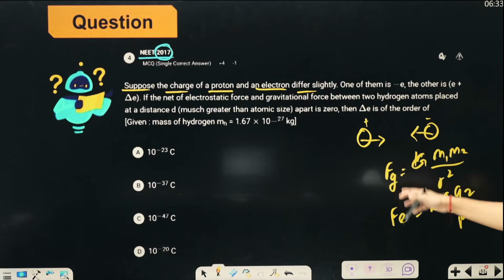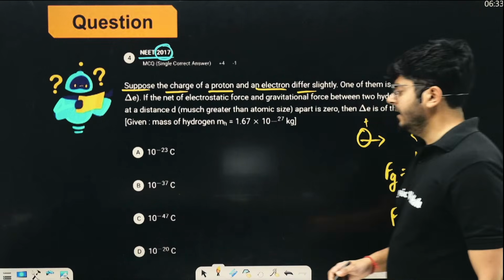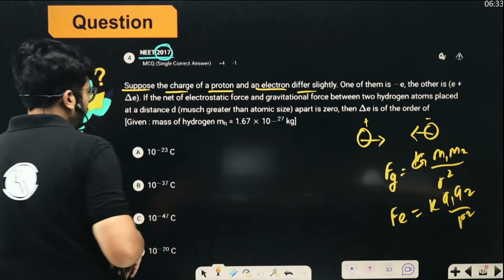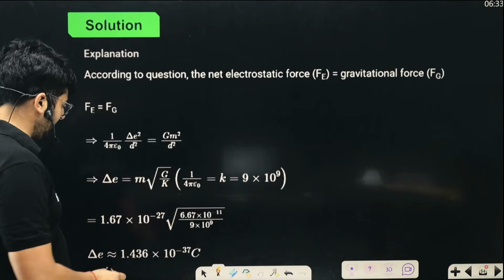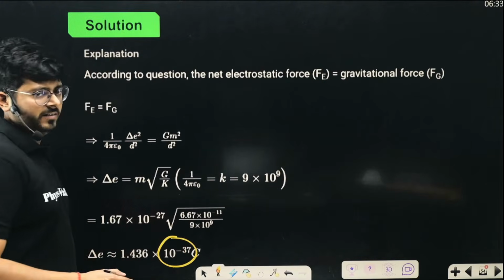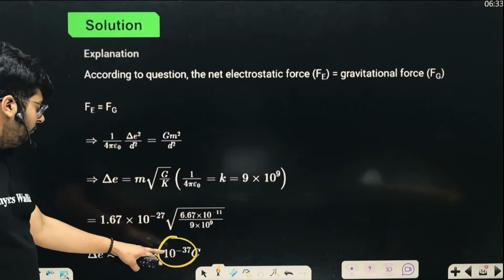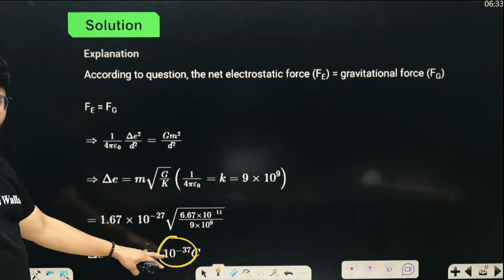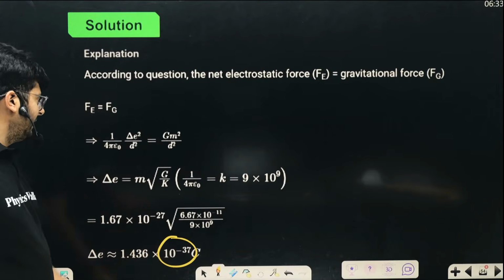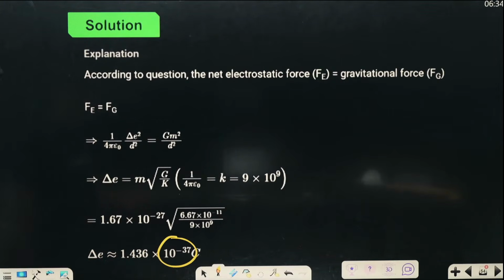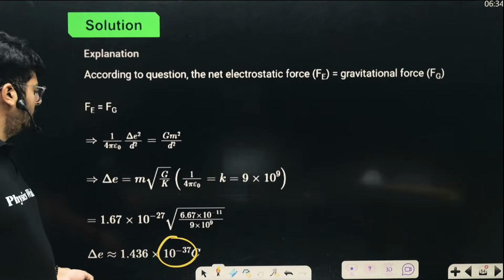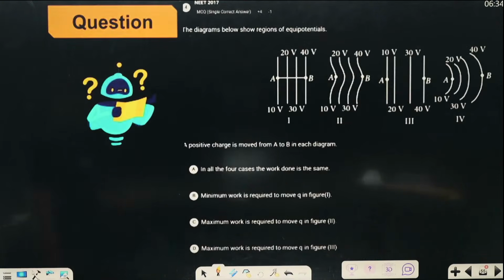Now when you take the ratio of these two things, you will find that the ratio comes out in the category of 10 to the power minus 7 in that order, right? So see that the gravitational forces are so small as compared to the electrostatic forces acting on the particle.